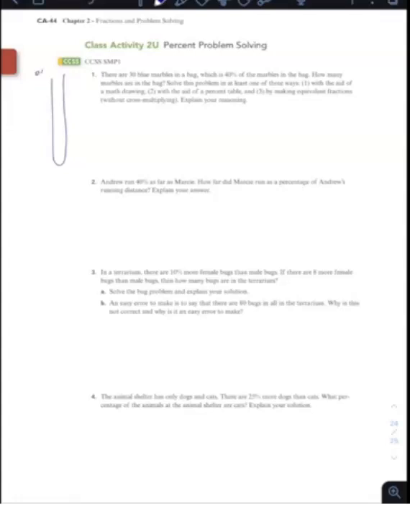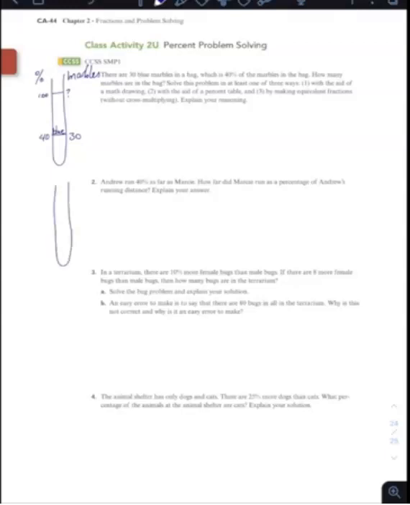So we have percent and marbles. 40% is 30 marbles, and the question is how many marbles are in the bag. Those are blue, and then there's other colors as well. I will leave the rest of this one for you to think about.